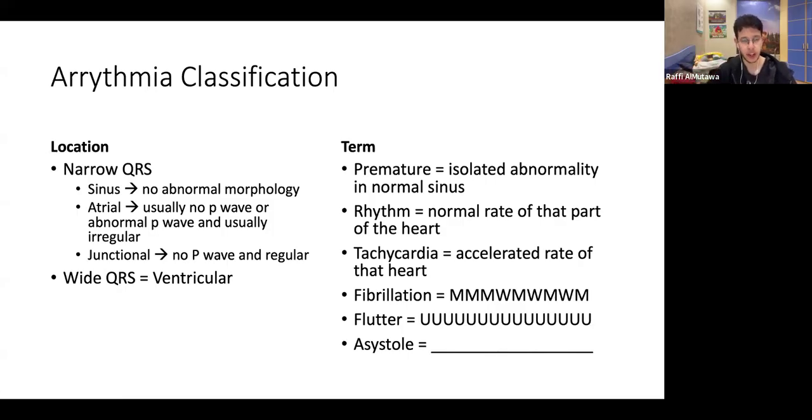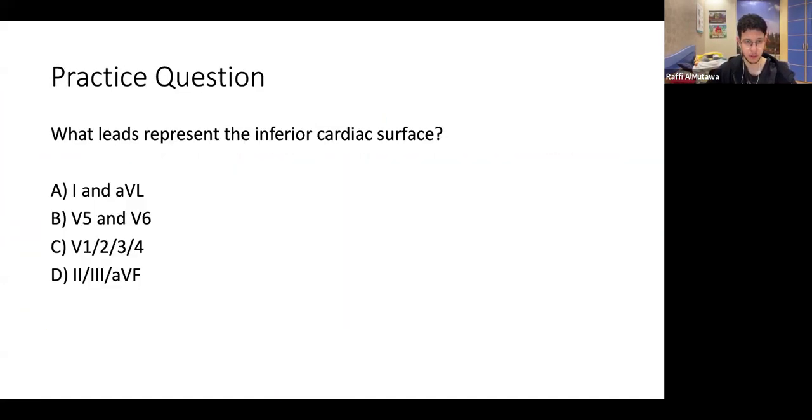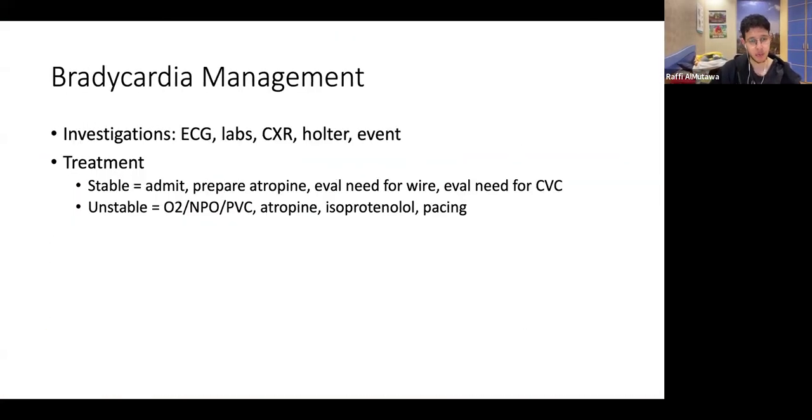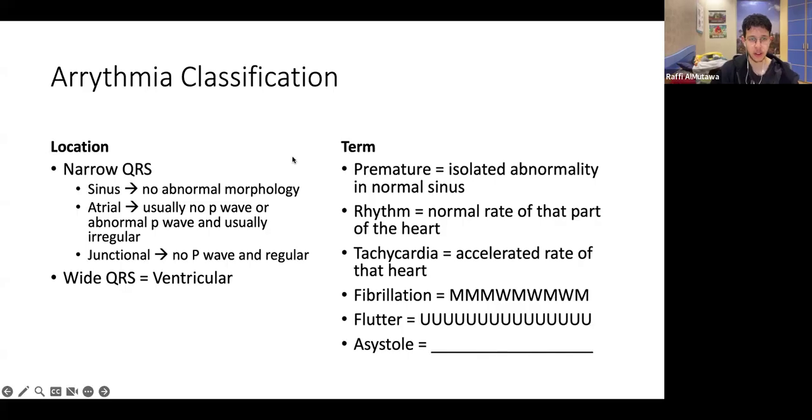So let's say you're looking at this. Let's go back to this, for example. Let's say this P wave right here didn't exist, and there was a QRS right here. Because there's no P wave, I know this is junctional. And let's say they're here. If this is high for the junction, this would be a tachycardia. Does the location aspect make sense to you now?